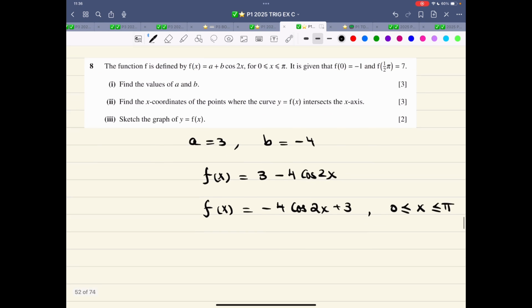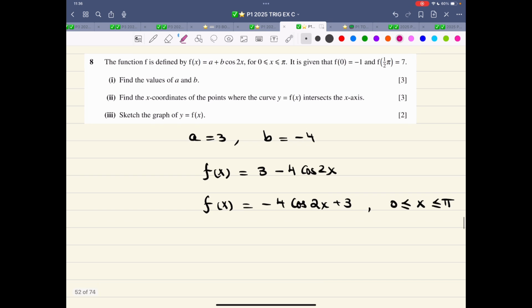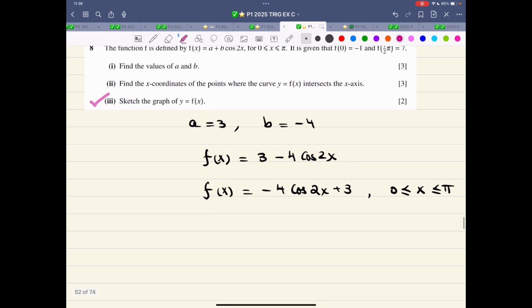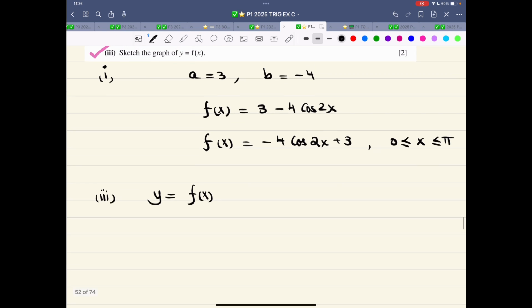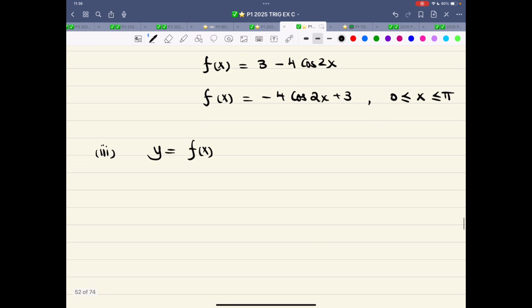Let me now move to part 3. So now I'm interested in part 3 first. Part 1 is all done and dusted. Part 3 says sketch the graph of y equals f(x). That means I should draw this graph. Now first of all, focus on this.